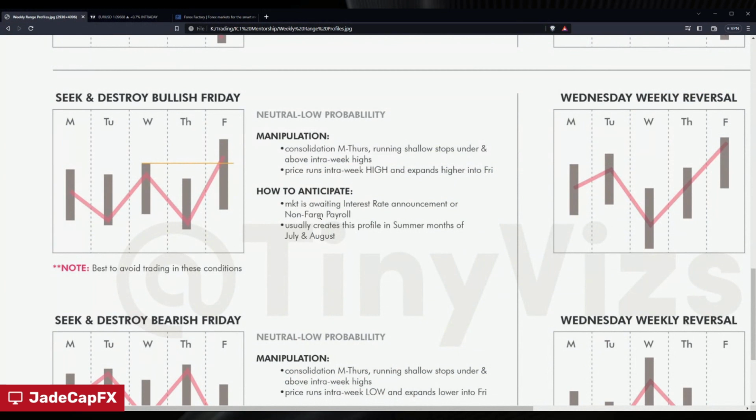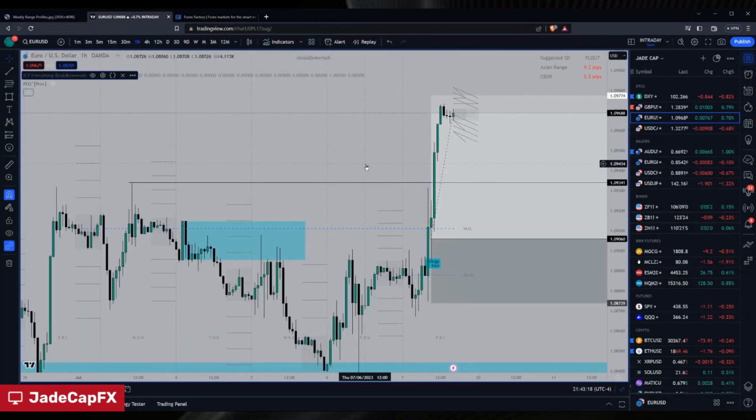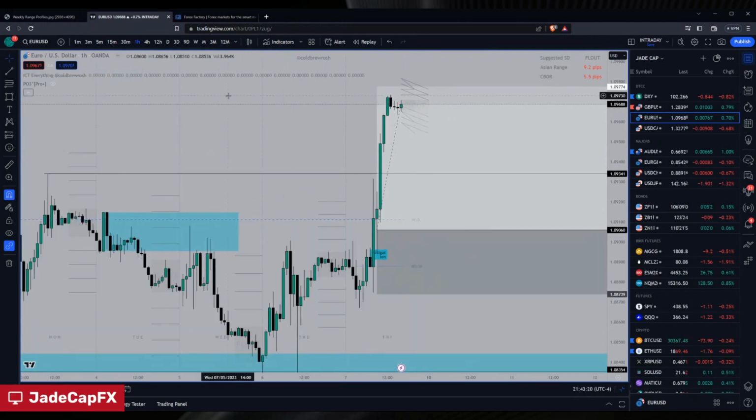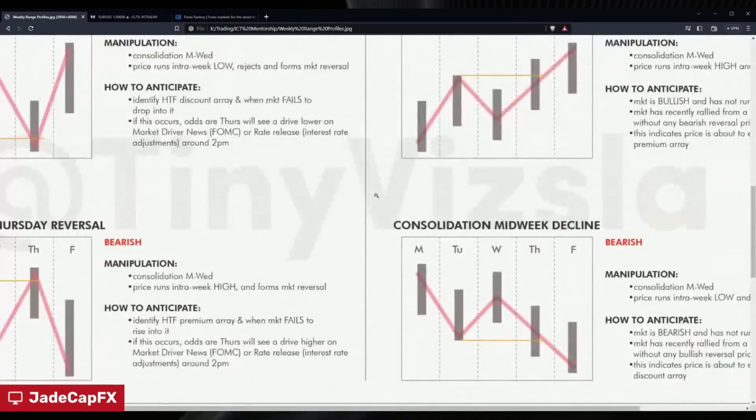How to anticipate it? The market is awaiting an interest rate announcement or non-farm payroll. That usually creates this profile in the summer months of July and August. So if we're expecting this market profile to occur during the summer months, you have to be nimble enough to not try and hold for large moves. During the summertime, it can be very tricky to trade. So that's kind of how I anticipate my weekly profiles.